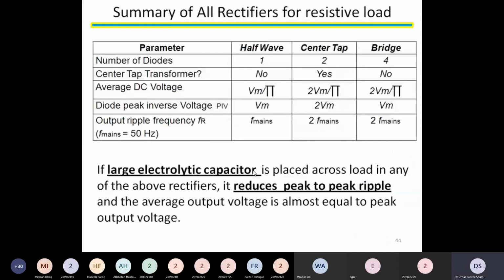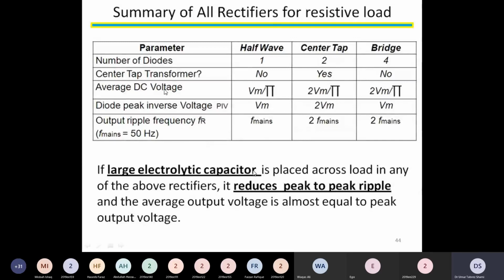Now, just to summarize, the summary of all rectifiers for resistive load is that in a half wave rectifier, we need one diode. In a center tap rectifier, we need two diodes. In a full bridge network rectifier, we need four diodes. Then, secondly, a center tap transformer is required only in the center tap rectification case. For half wave and for full bridge network, we do not need a center tap transformer.